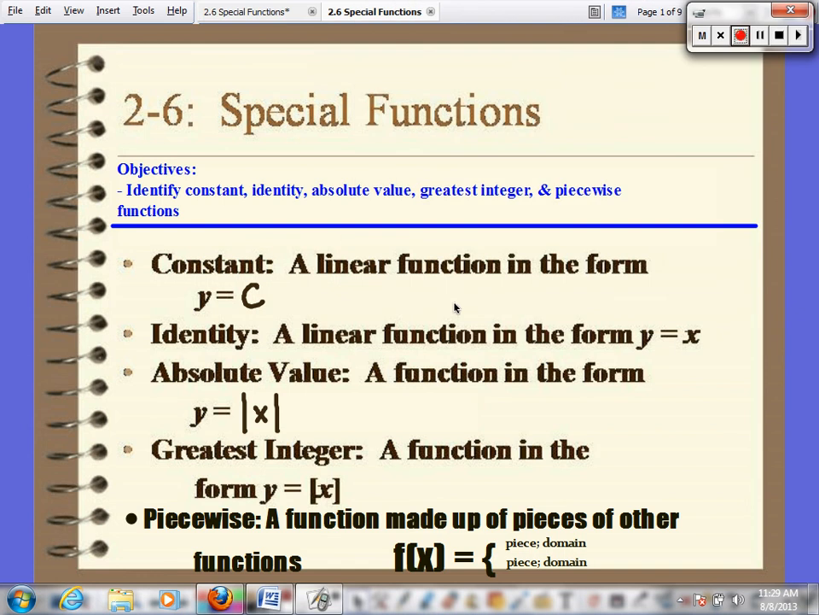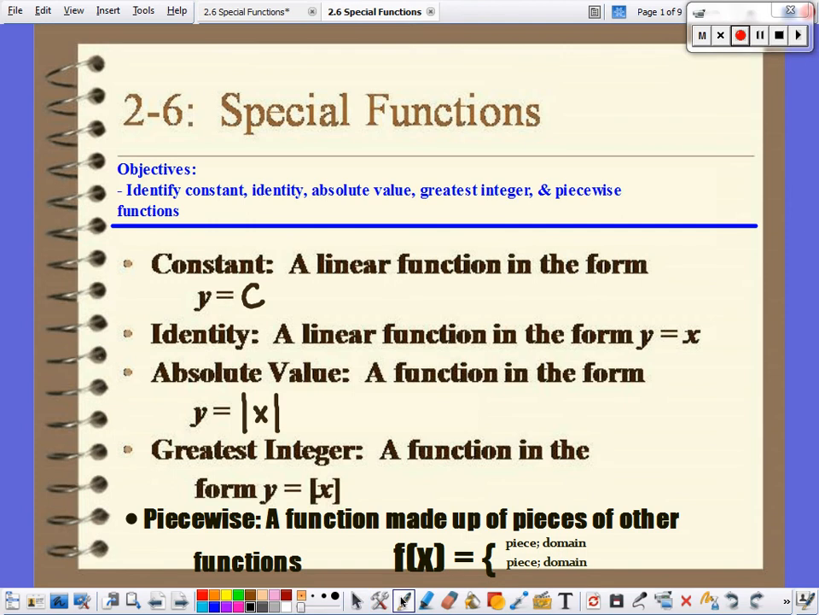We're going to be taking a look at 2.6 special functions. Our objective is to identify constant, identity, absolute value, greatest integer, and piecewise functions in two manners. One, by looking at the equation, be able to identify which one we're talking about, or by the graph. And so those are the two things we're going to be taking a look at in 2.6.